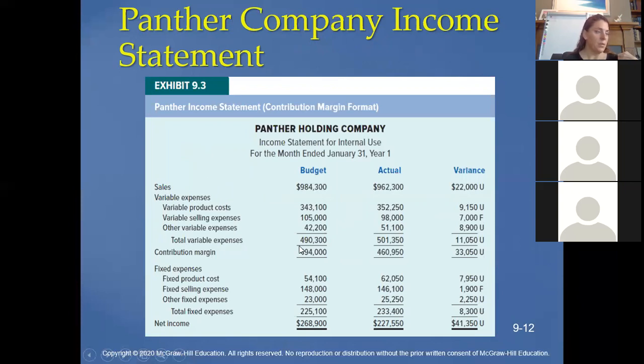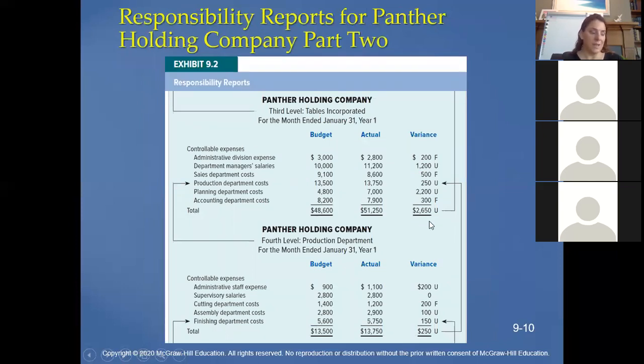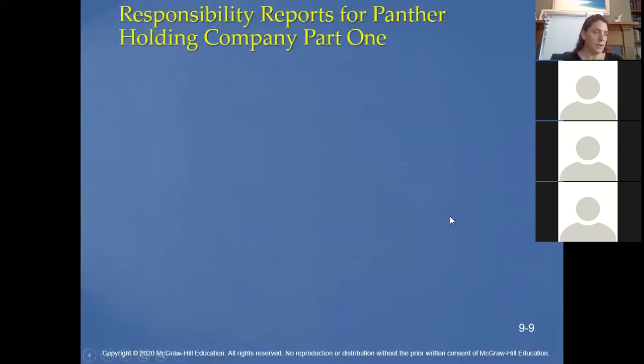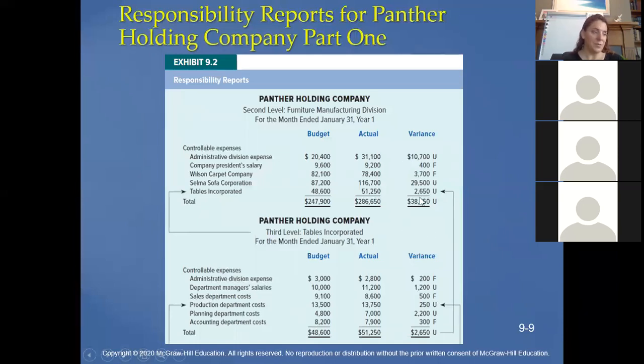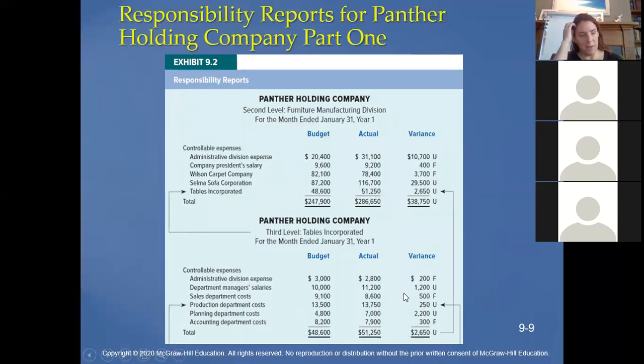So this is as a whole. Typically what would happen is you take a look at this whole income statement first and say, oh, that $41,350 looks bad. Well, where did most of that come from? And then you would go back up and say, okay, well, tables, they didn't do so well. Let me go back even more. So furniture, they didn't do that well. And then tables, well, they didn't do that well either. And then you can really break it down between which one has the most responsibility for that 40,000 unfavorable.